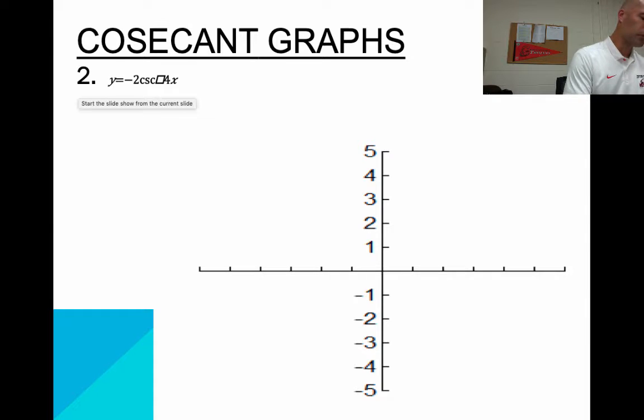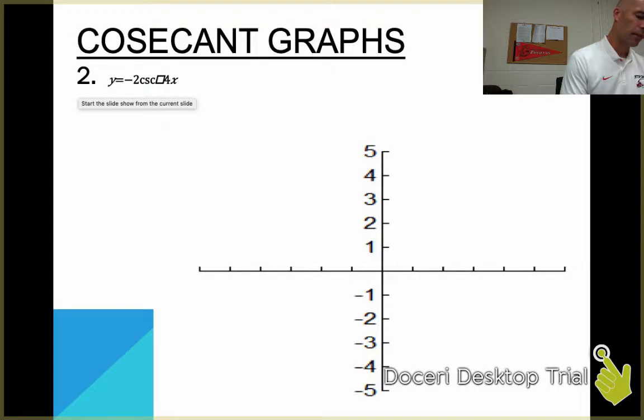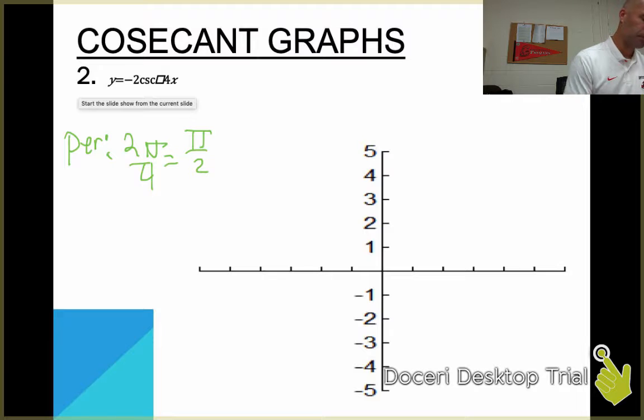All right, so we have y equals negative 2 times the cosecant of 4x. So we start off with my period. My period is going to be 2 pi over 4, so my period is pi halves. My amplitude is going to be the absolute value of negative 2, which is 2. Now, there's a negative in front, so this says we have to reflect over the x-axis.